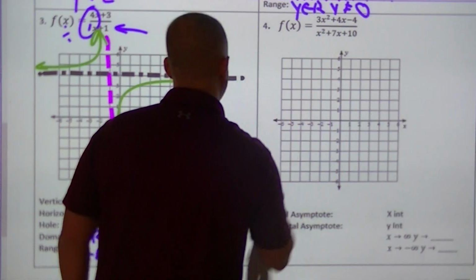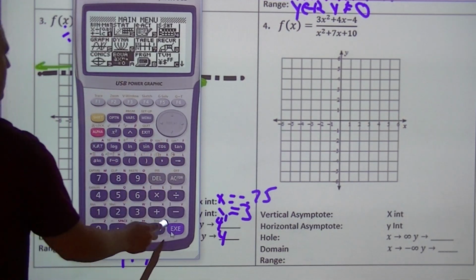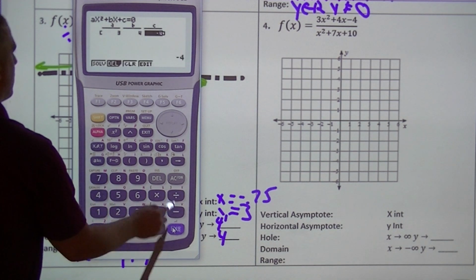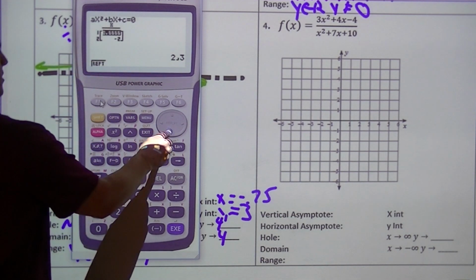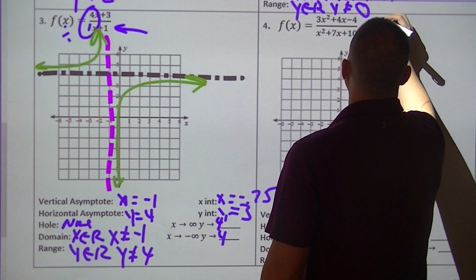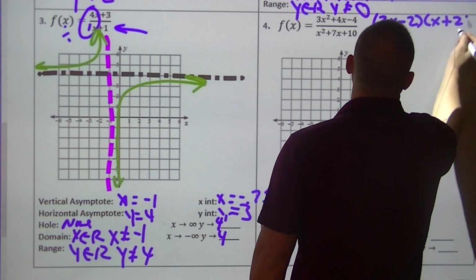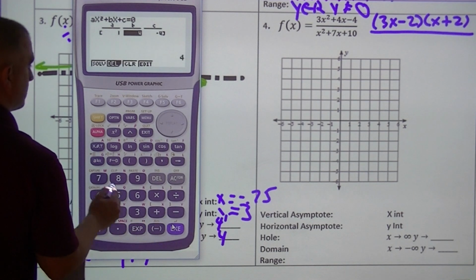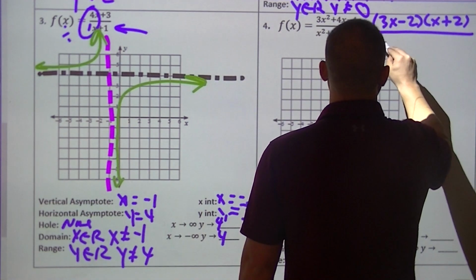So over here to this one, I'm going to have to factor both of those. So I'm going to go to Menu, Equa, polynomial degree 2, 3, 4, negative 4. That's going to factor as 3x minus 2, and that's going to be negative 2. So 3x minus 2 and x plus 2. Make sure you change the signs. When I factor that other one, that's going to be x plus 2 and x plus 5.